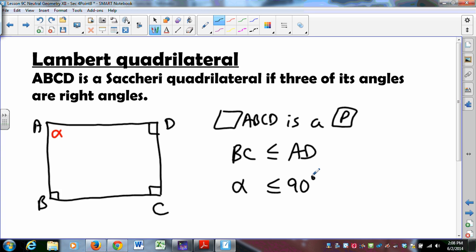Saccheri and Lambert tried so hard to come up with a rectangle, and they set it up in ways that we can do in neutral geometry, but they could not finish the job because if a rectangle were to exist, that would dictate that every triangle has zero defect, and if every triangle has zero defect, that's the Euclidean parallel postulate. So there, that's our look at quadrilaterals and neutral geometry in general.